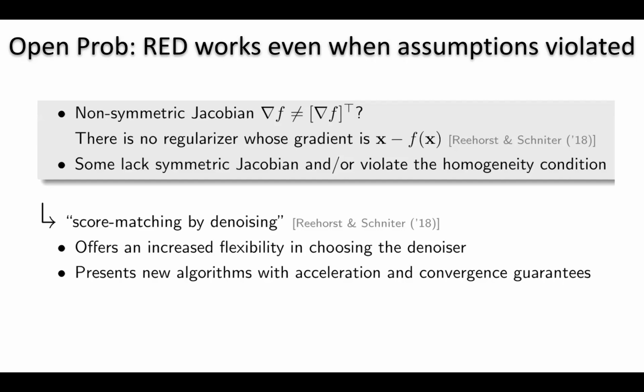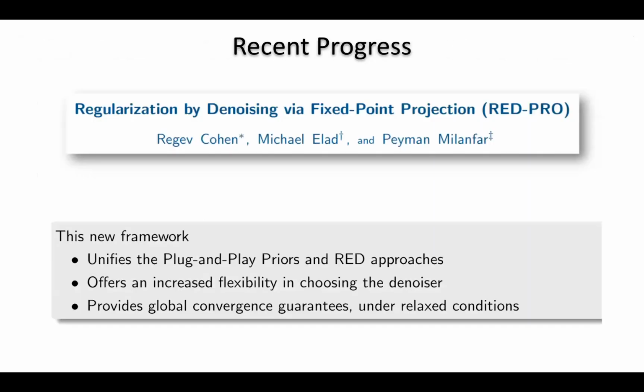Score matching turns out to be another alternative to understanding what happens with the RED approach when there is no symmetric Jacobian. Most recently, we've written a paper with Regev Cohen and Miki Elad that tries to unify the plug and play prior and the RED approaches and show conditions under which the two can coincide. It offers increased flexibility in choosing the denoisers. The conditions that this paper requires of the denoiser are more relaxed than the conditions that we required in the original RED paper, and it provides global convergence guarantees under more relaxed conditions.